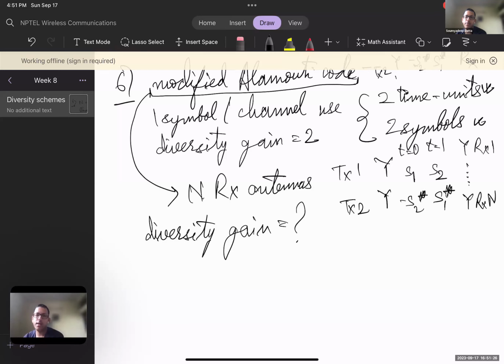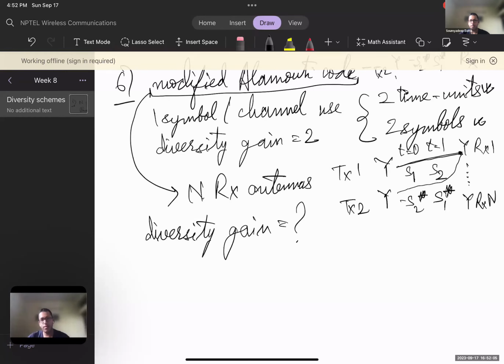Each receive antenna provides me two-order diversity gain, because there are two channels, essentially two different channel uses, because of these two TX antennas. For each RX antenna, I have two TX antennas, so two channels. And because of this Alamouti coding scheme, I'm able to exploit full diversity. So if one receive antenna can exploit the full diversity, all of the receive antennas can also exploit the full diversity.